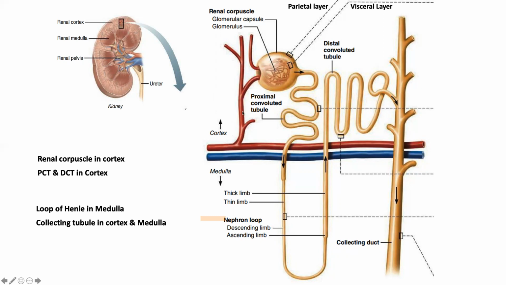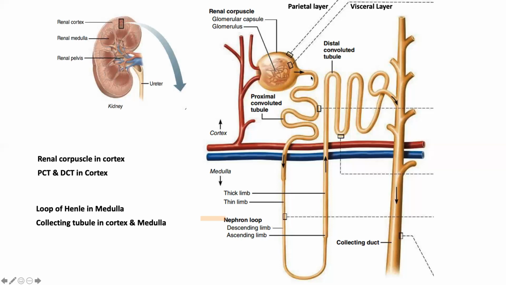From the cortical radiate artery, the afferent arteriole comes in, goes into the renal Bowman's capsule as glomerular capillaries, and leaves the glomerular capillaries as the efferent arteriole. Yeah, and now we have studied the glomerular capsule or Bowman's capsule plus the glomerular capillaries. That is what we call, yes, the renal corpuscle.